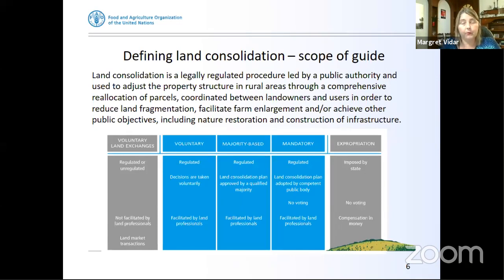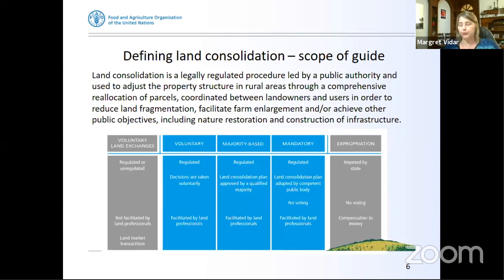And finally, there is a mandatory approach that is used in some Western European countries, but we do not particularly recommend, at least not for countries that are starting out. This is an approach where you also have consultations and participation, and you try to make everybody happy, but there is no opportunity to vote.